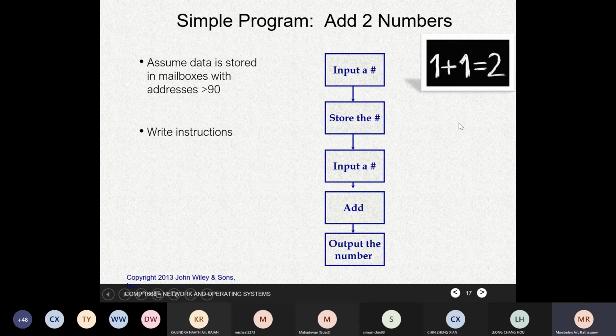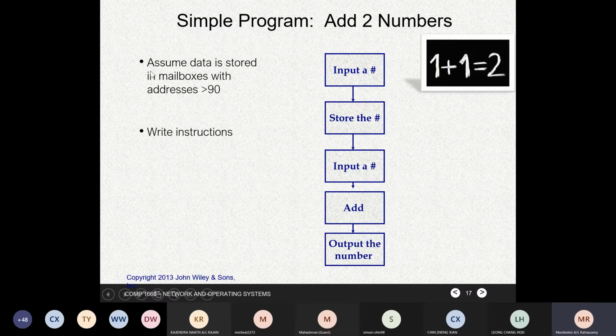So now we're going to take a look at a very simple program. How to add 1 plus 1 equal to 2. Or like what I mentioned earlier, 2 plus 2 equal to 4. How does the computer do that? You need to understand this simple program so that you can start writing assembly language at the end of this lecture. Okay.